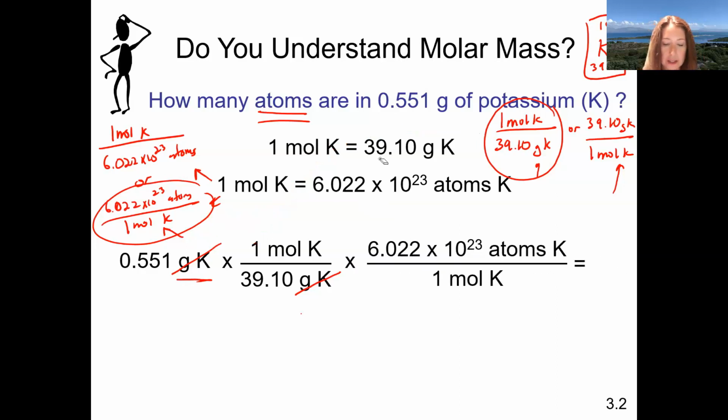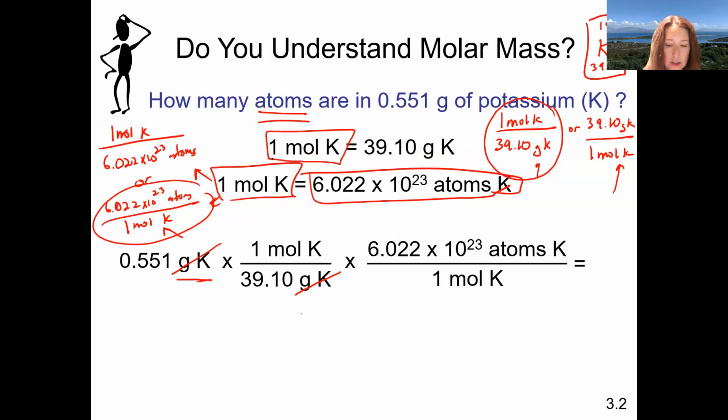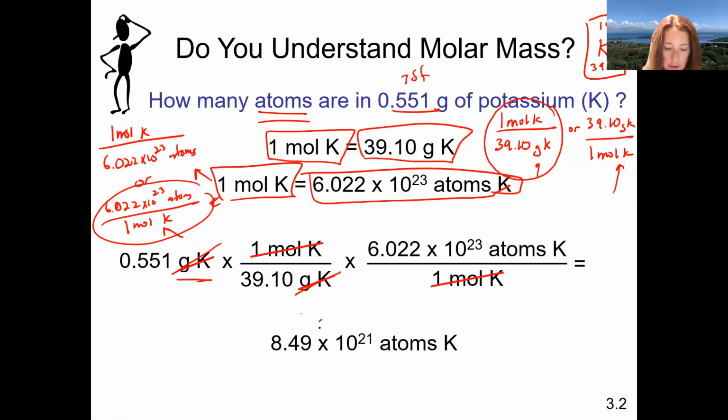Another way to think of this is one side goes on the top and the other one goes on the bottom, or vice versa, when you're looking at these. And then we put that in our calculator. We think about what our sig figs should be. 3 sig figs.